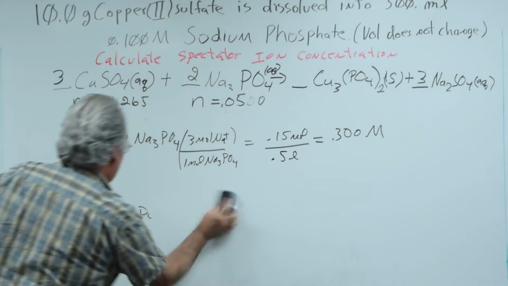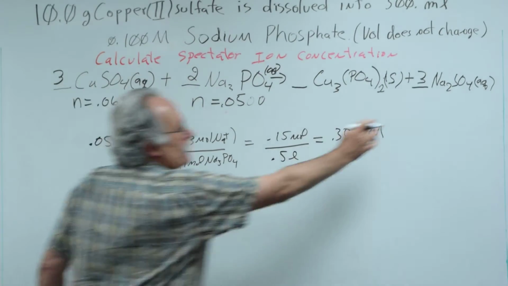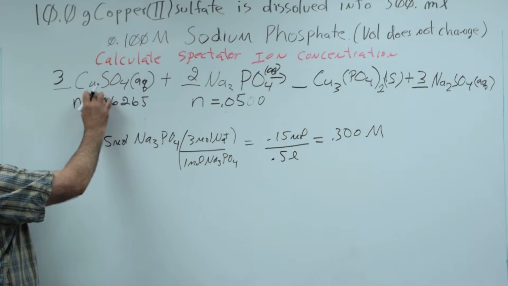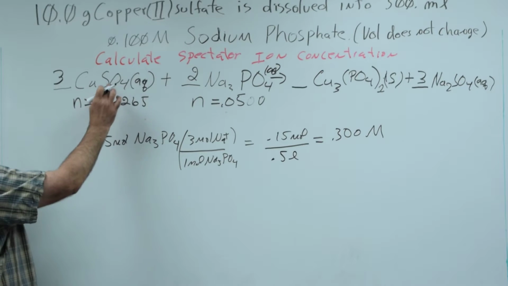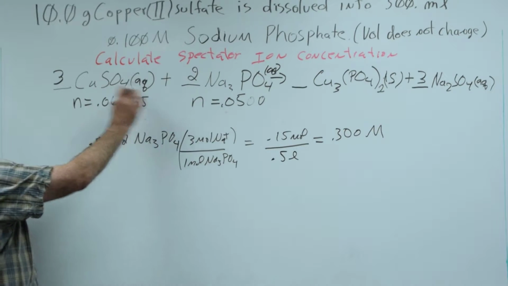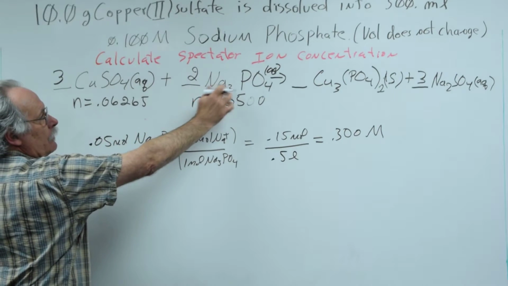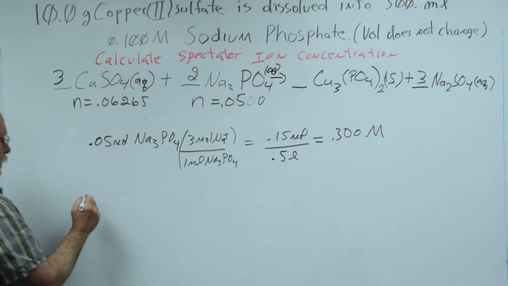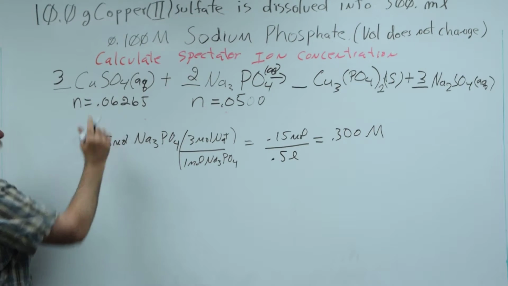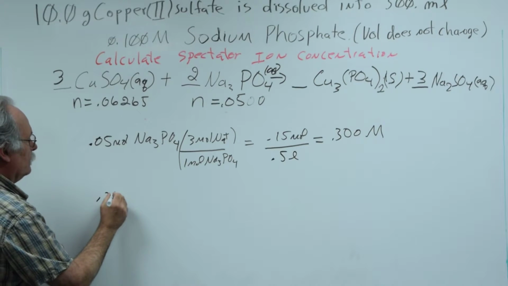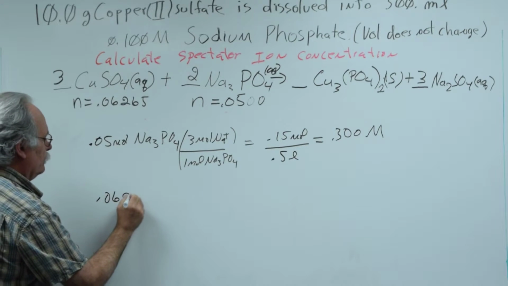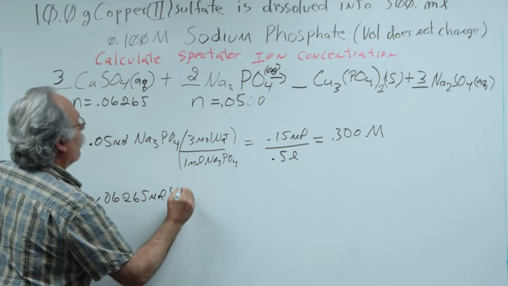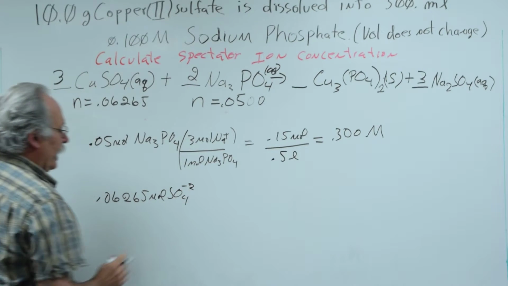Now we look at the other spectator ion, the sulfate. We note that for every mole of copper sulfate, there's only 1 mole of sulfate. So unlike the sodium, where it was 3 to 1, it's 1 to 1. So the moles of sulfate is 0.06265 moles of SO4 minus 2.